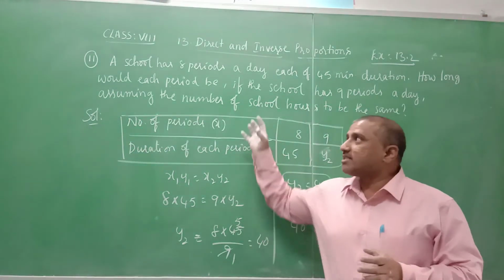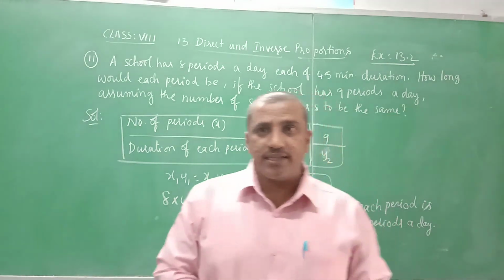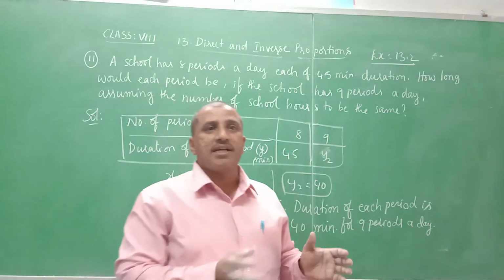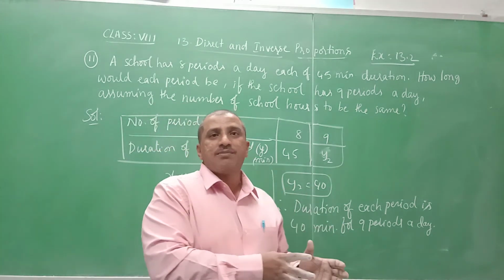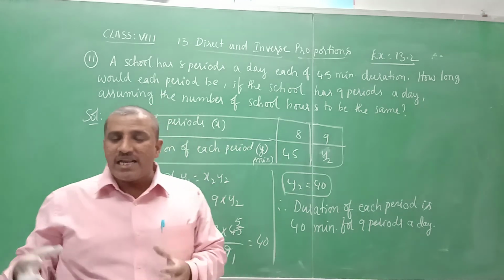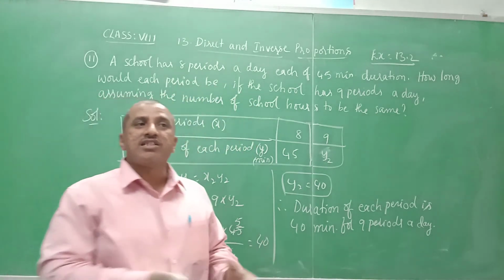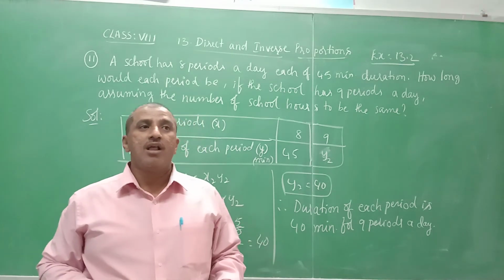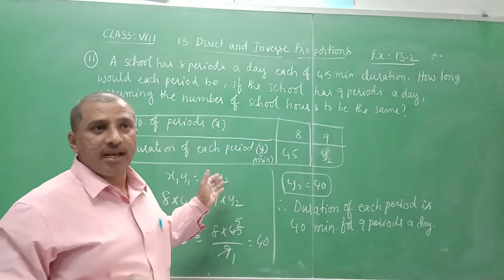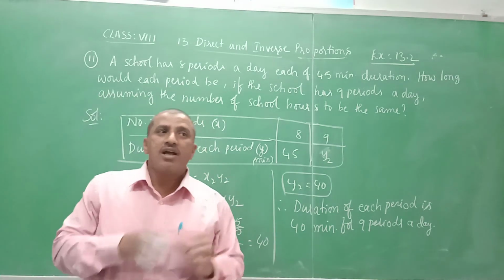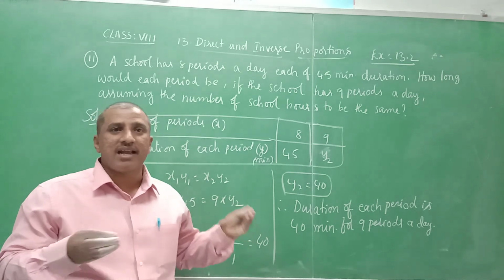So what we discussed in this chapter, direct and inverse proportions: what is direct proportion, and how do you identify direct proportion? What is inverse proportion, and how do you identify which situations are in inverse proportion and which situations are not in inverse proportion? Then finding the missing values in the given situations. This concept we even use in our real life and practical life.